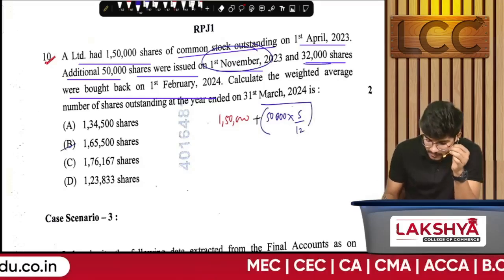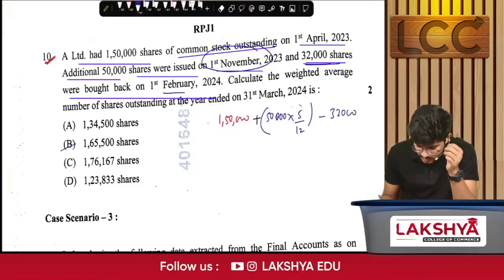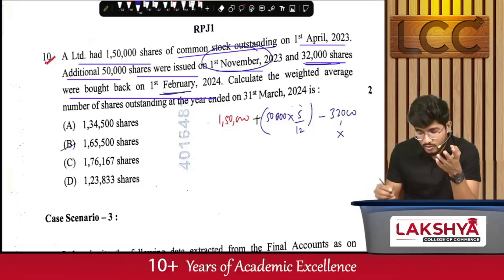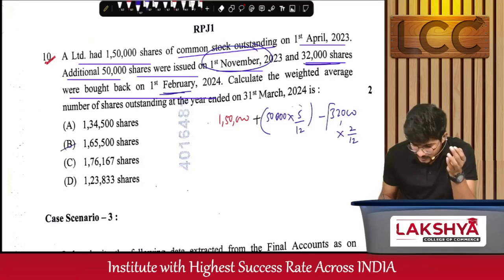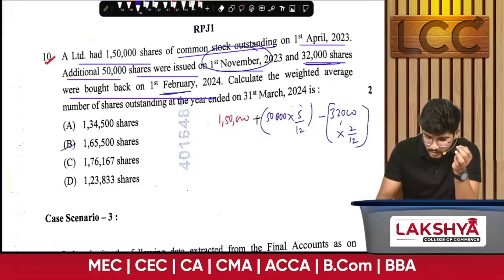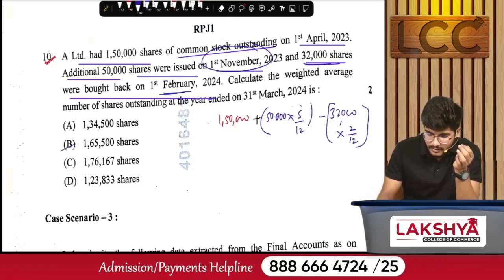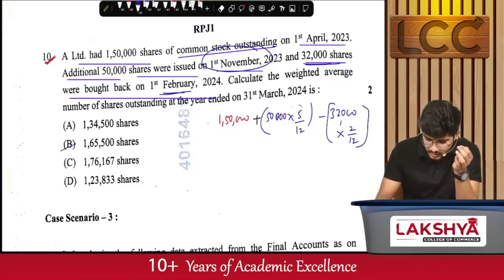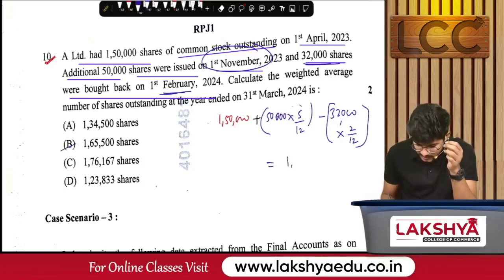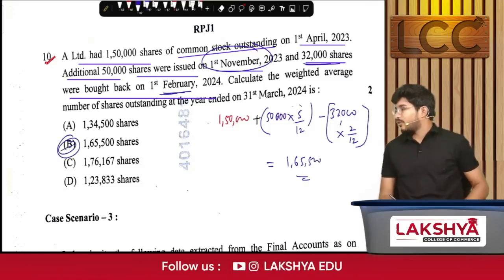Next, the company bought back 32,000 shares on 1st February. So that should be deducted. So 32,000 shares, date of buyback is 1st February. So February and March, 2 months time period of 32,000 shall be deducted. So 1,50,000 plus 50,000 into 5 divided by 12, minus 32,000 into 2 divided by 12. So the net number of shares is 1,65,500. So 1,65,500 is nothing but MCQ option number B.